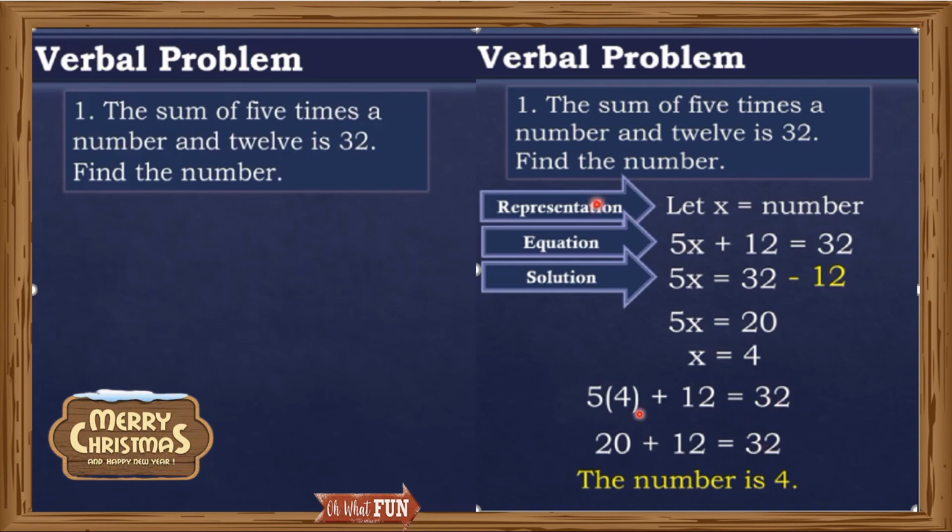If you are going to check po your value for x, all you have to do, substitute mo siya from your equation. So, 5 times 4, because that is the x value, 4 plus 12 is equal to 32. Tingnan natin kung 32 ba yung total nitong 5 times a number plus 12. So, we have 20 plus 12, this is equivalent to 32. Therefore, the number is 4. Copy?